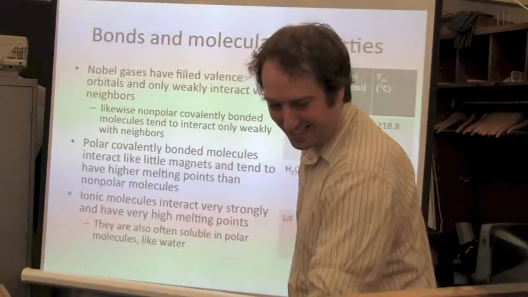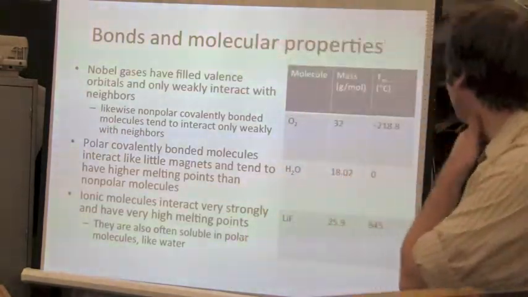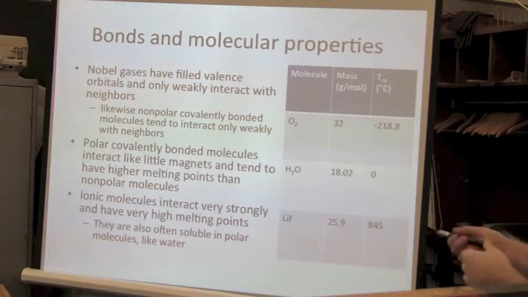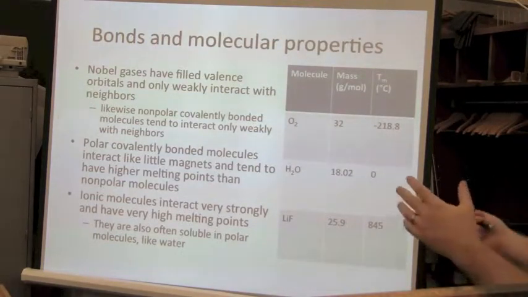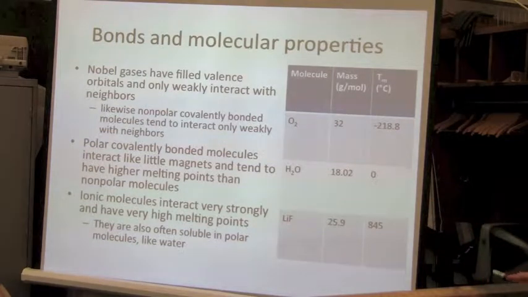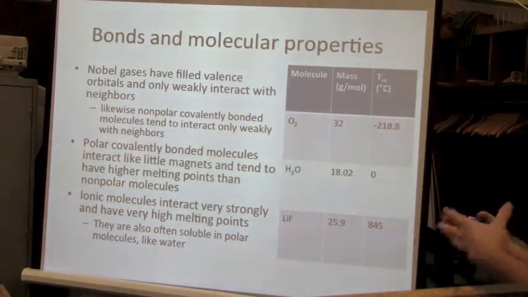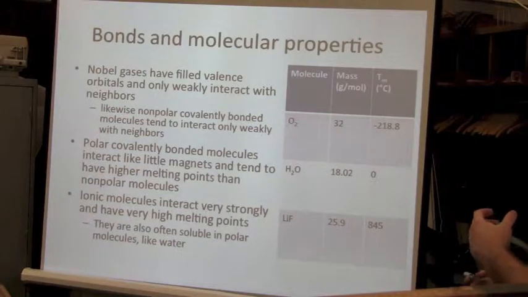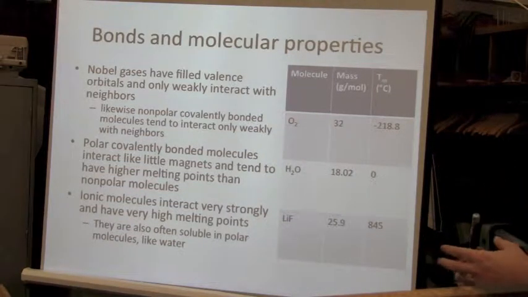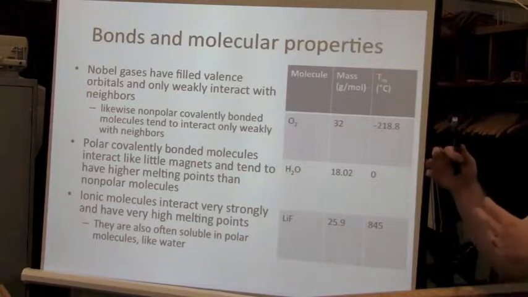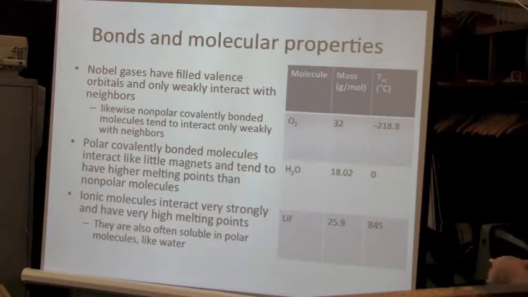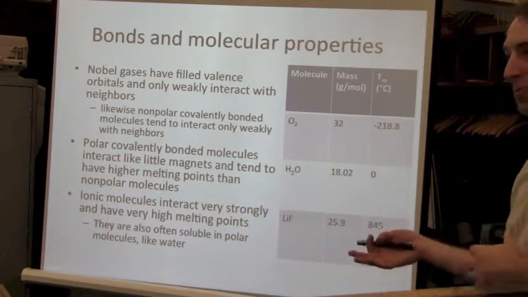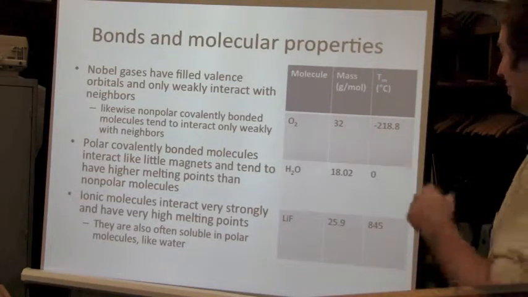All right. And so this is, I think, essentially something I already covered. But noble gases very weakly interact with each other, so they're going to remain gases. Polar covalent bonds interact with each other like little magnets, so they're going to interact very strongly. And so we're going to see this strong interaction when we think about melting points, when we think about evaporation points, and so on. And ionic molecules interact even more strongly. And so you're going to see even higher melting points and even higher boiling points.